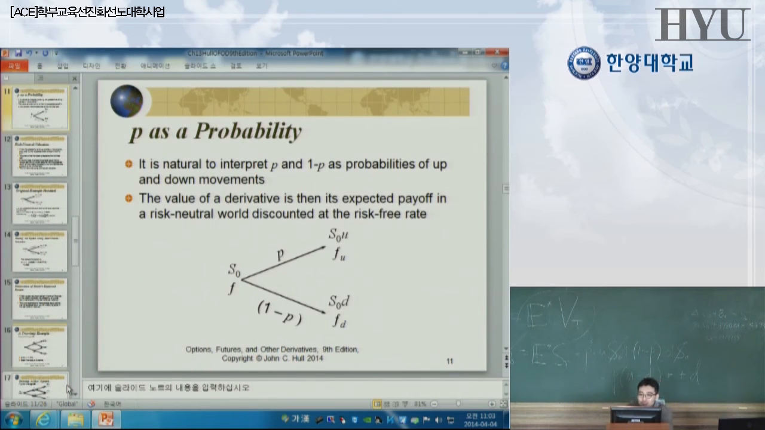Okay, P as a probability. It is natural to interpret P and 1 minus P as the probability of up and down movement. It is not actually necessary, but it is possible because of the axioms of probability. The value of the derivative is then its expected payoff in a risk neutral world, discounted at the risk-free rate.